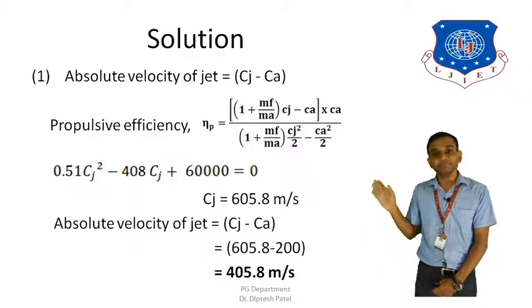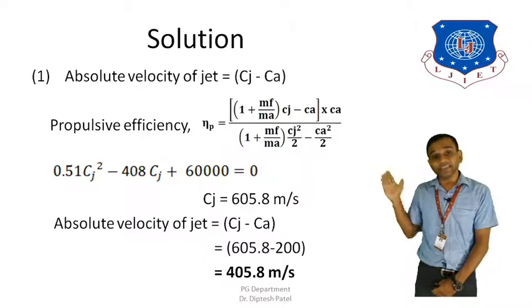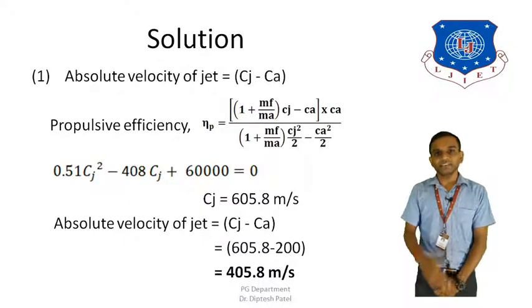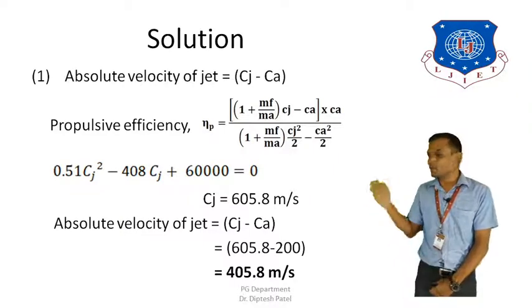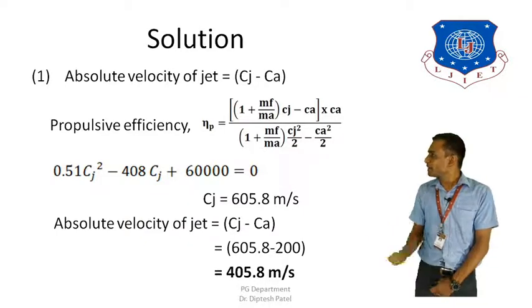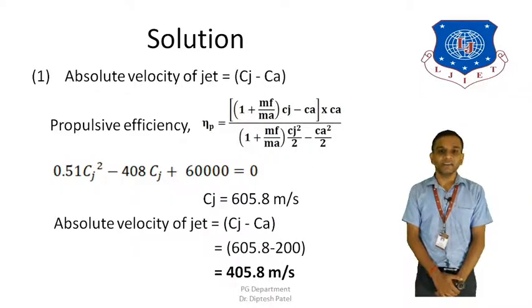Cj is 605.8 meter per second, meaning the velocity of gases leaving the nozzles is 605.8 meter per second. Now let's find the absolute velocity of jet, which is equal to Cj minus Ca. Cj that we have found is 605.8, Ca is given as 200. So 605.8 minus 200 gives us the absolute velocity of jet, which is 405.8 meter per second. That is the first answer of our numerical.